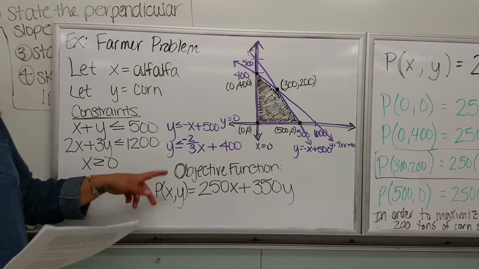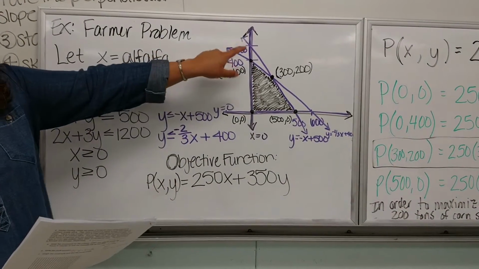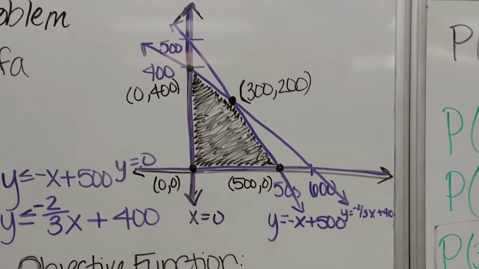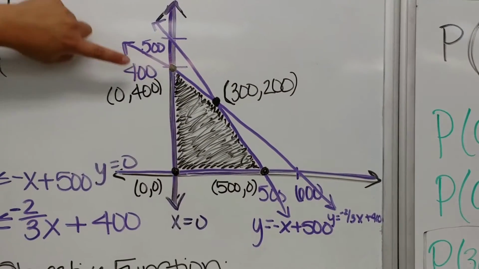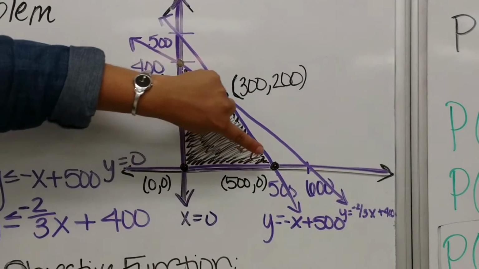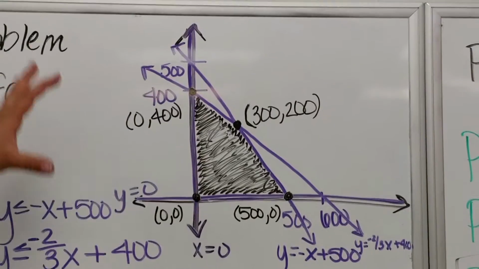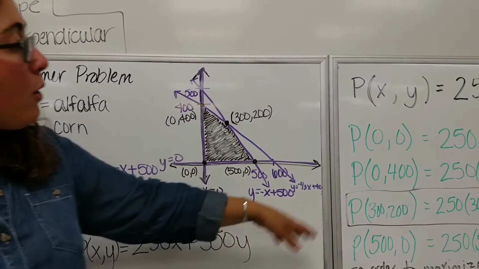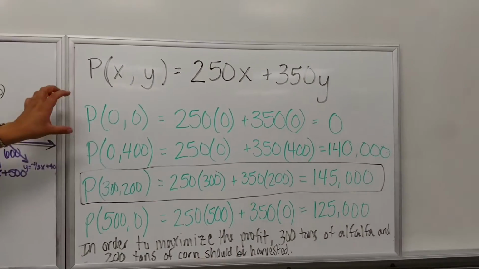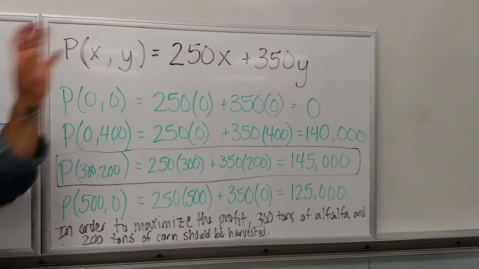In order to obtain the profit, we have to really focus on our corner points. Our corner points are where your overlapping shaded region meets. In this case, we have corner points at (0, 400), (0, 0), (500, 0), and (300, 200). Each of those values is now going to be placed into our objective function. We have 4 corner points, so we should have 4 times that we substitute into our objective function.